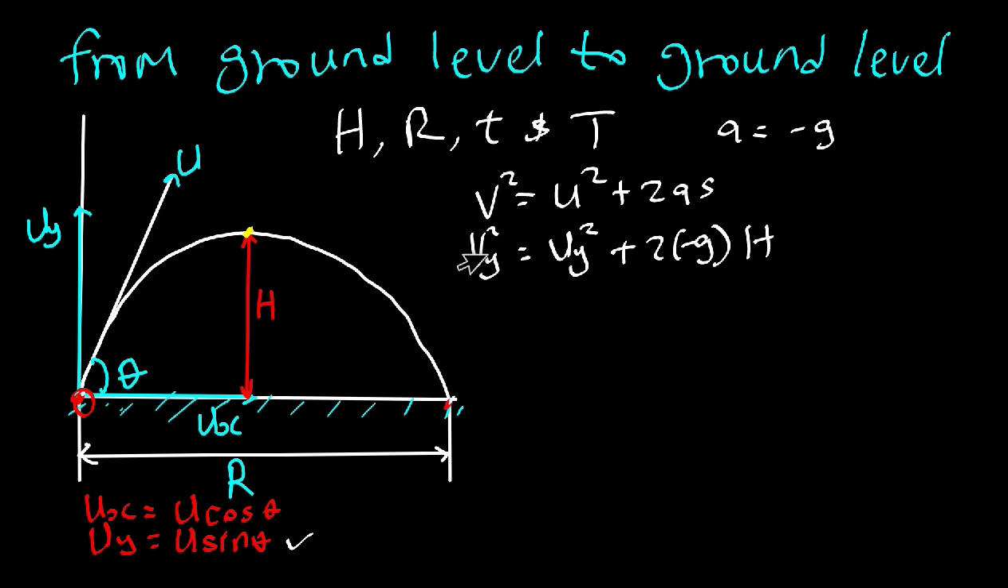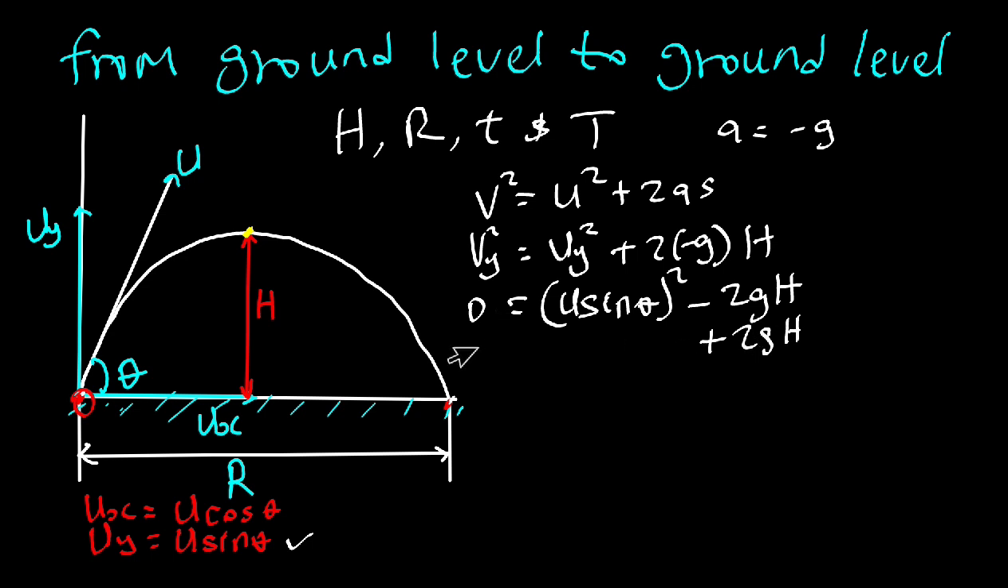Now coming to this v square y, at maximum height, this v square y is equals to 0. This will be equals to this u square y, which is going to be the vertical component of this initial velocity, which is u sine theta. So we're going to be replacing u square y with u sine theta all square. Then this plus times minus is going to be equals to minus 2gh. Now let's add 2gh to both sides. This and this will cancel.